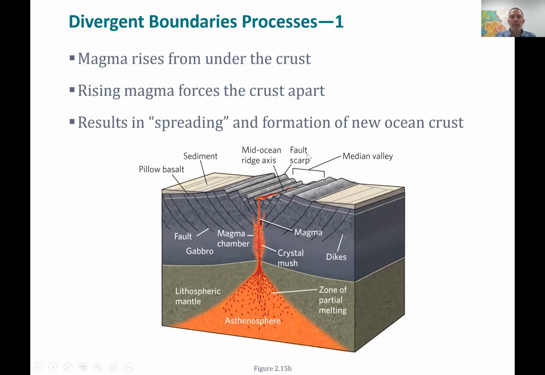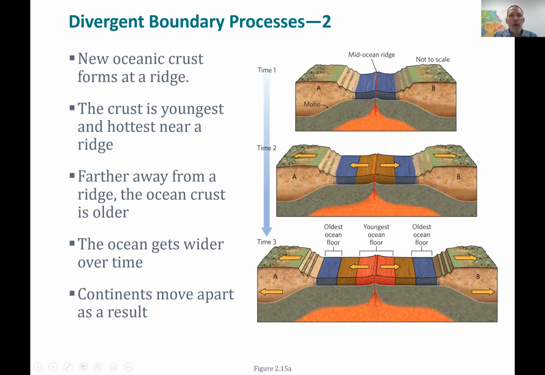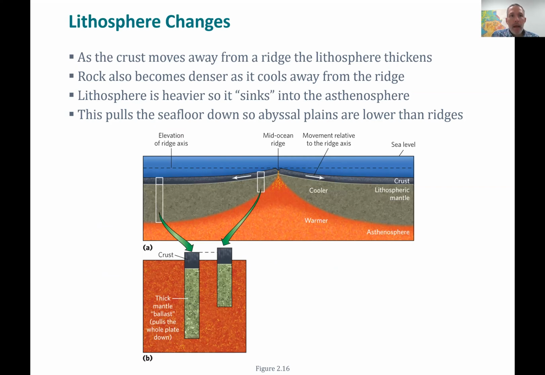So magma rises up in the mid-ocean ridge, results in the spreading and formation of new crust. And then that material continues to move further away. So this is a time-lapse photo of this ocean opening up. As this material cools off, it will become more dense and sink a little bit into the asthenosphere.